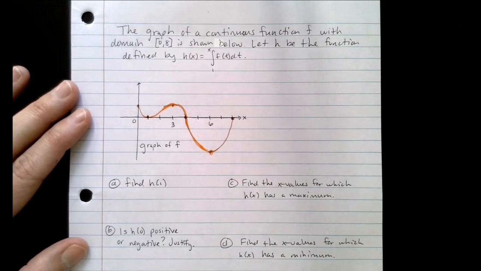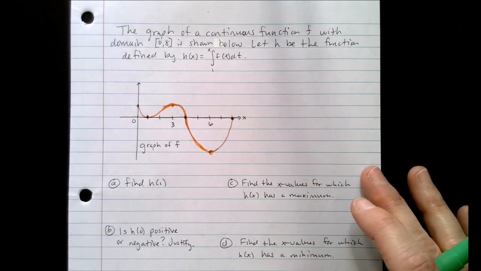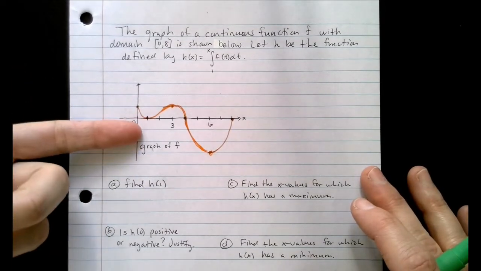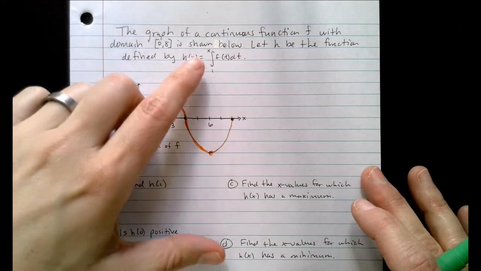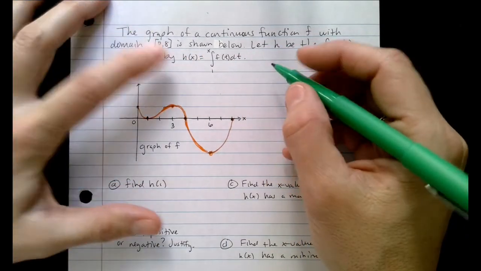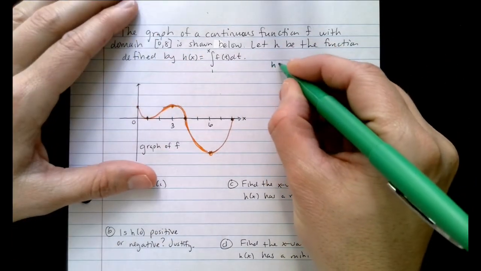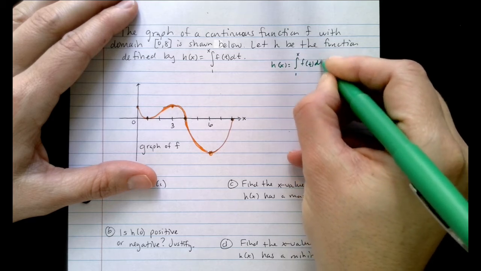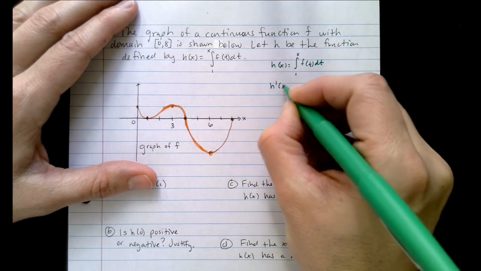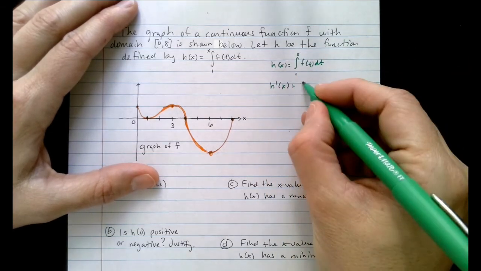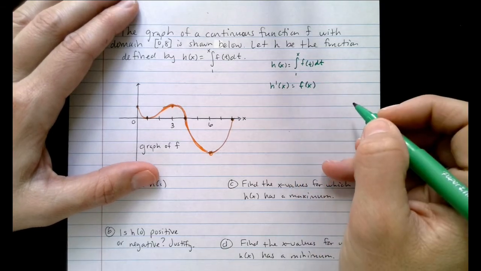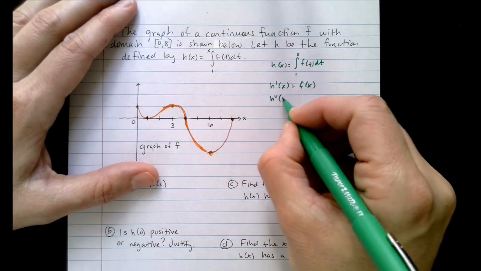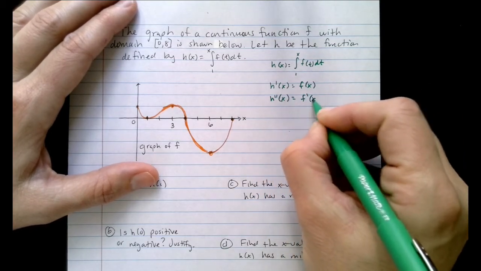Before we can begin answering questions, we first need to know how to interpret this graph. Well, this is where the fundamental theorem comes in. If h of x is the integral of f, then what is h prime? H prime is f of x. And what would h double prime be? That would be f prime.